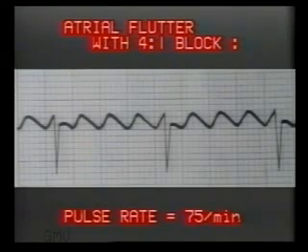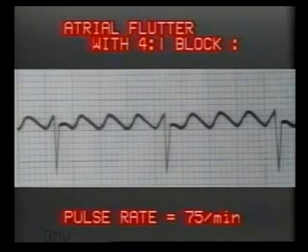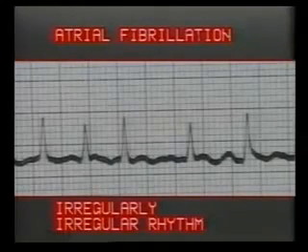And this ECG shows 4 to 1 block with ventricular rate of just 75 per minute. Note that the ventricular rate and the pulse is regular, but sometimes the flutter may show a varying block and irregular pulse. Atrial fibrillation.